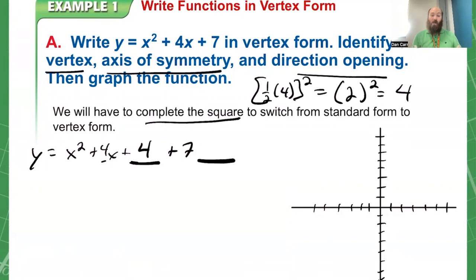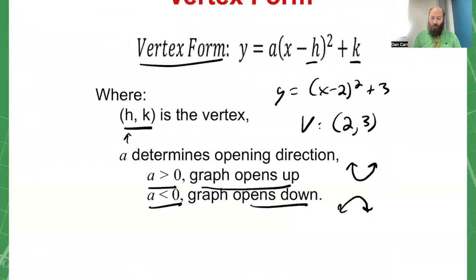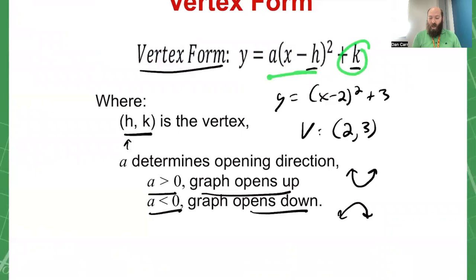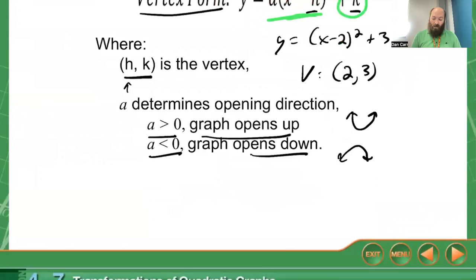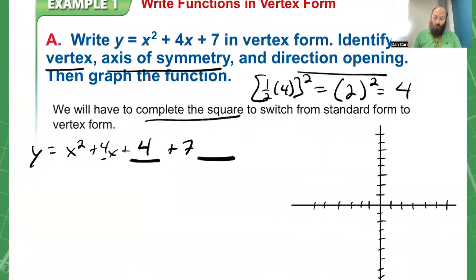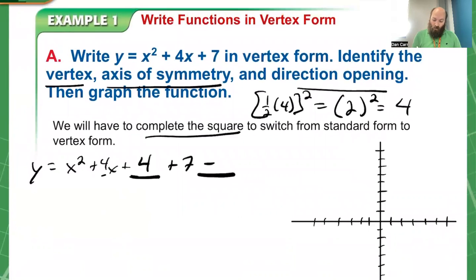But in this case, I want to keep it all together on the same side because I want to turn it into vertex form. You notice how we have this k value after all this. So I want to keep it all together. So to do that, I'm actually going to subtract 4 at this spot. That way I'm adding 4 and subtracting 4, just doing it at different parts of the equation. Now this part can go through my factoring. So y is equal to (x plus 2) squared. And then I can put the 7 minus 4 together and I get a positive 3.